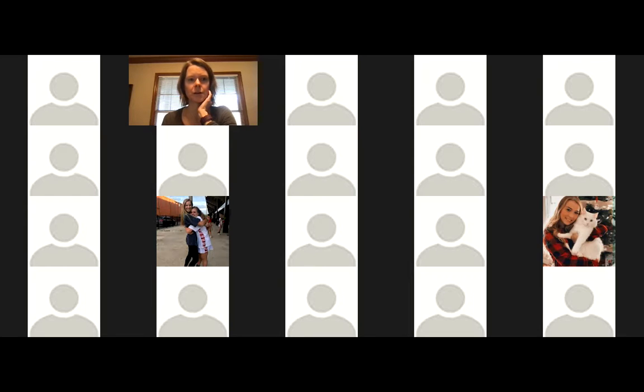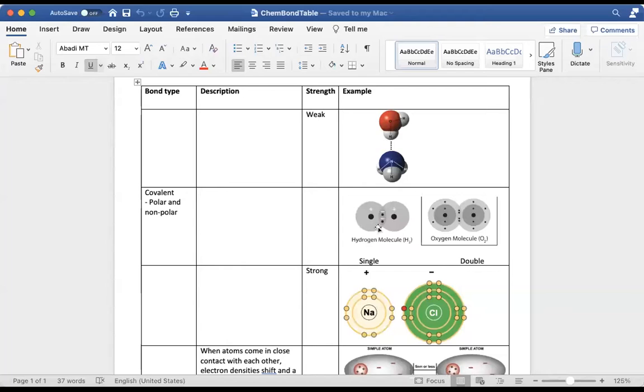So I want to look at just a couple of these to make sure you guys were on the right track. So let me share this document so you can see it in front of you. So who wants to tell me what this first row was? What type of bond is this showing? Who wants to offer that up? If you can, oh wait, there's a chat. There we go, hydrogen, nice. Thank you, Kathy.